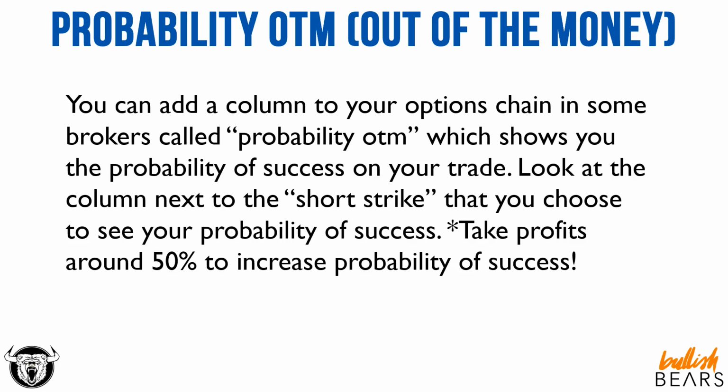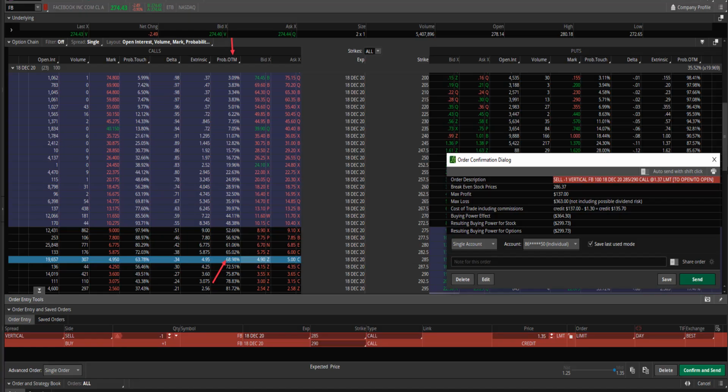I'm going to show you an example in a second, but it's very important to take profits along the way. If you see the probability of success, and you take your profits along the way, let's say around 50%, then you increase your probabilities of success. So let's take a look at an example here. This is the Thinkorswim platform. You'll see I have the column added up there of probability OTM, or out of the money.